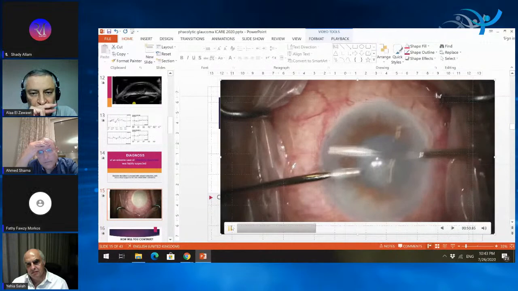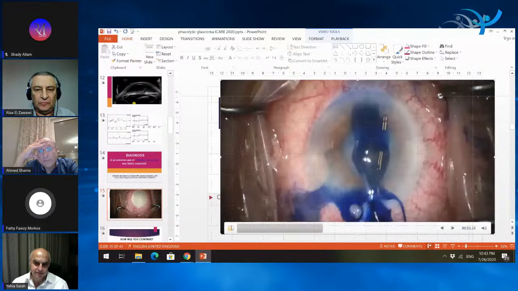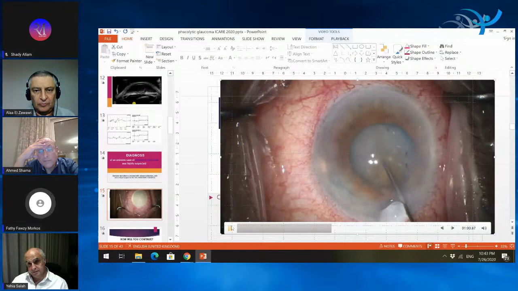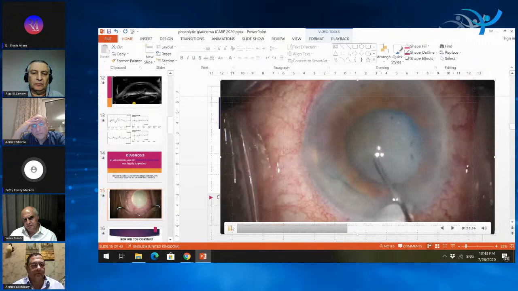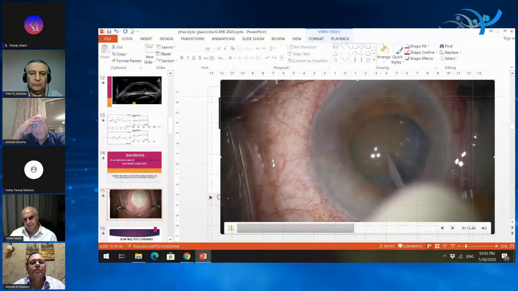Do you see it? Yes. Yes, of course. And now I'm trying staining. Now the capsule did not take the stain. And now trying to open the capsule with a needle, it did not open. I was penetrating the capsule, but I cannot create an opening. So I had to use an MVR blade to have a reasonable opening into the capsule.